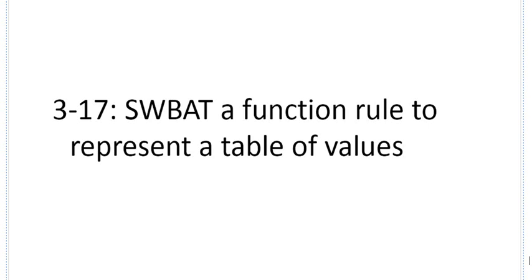Again, I'm glad you've navigated the website so that you've gotten to the video to see that our objective tonight that we're going to cover is objective 317. Students will be able to write a function rule to represent a table of values. This is the objective for tomorrow.